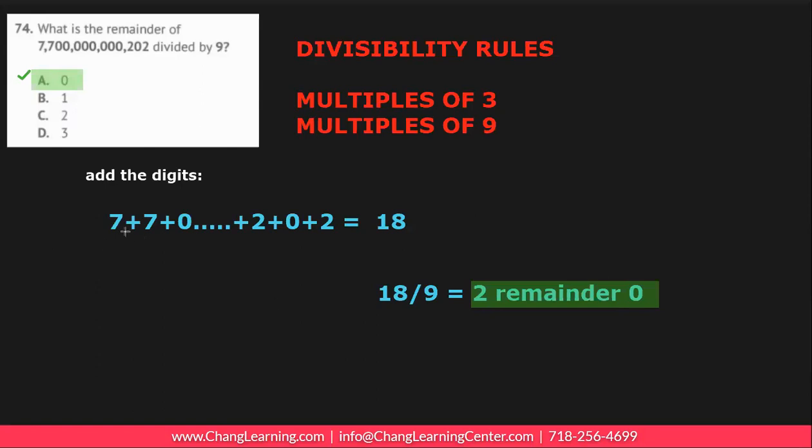So adding these digits, we have 7 plus a whole bunch of zeros, plus 2 is 18 total. 18 is a multiple of 9. 18 divided by 9 is 2, remainder 0. So the remainder will be 0. The correct answer was A.